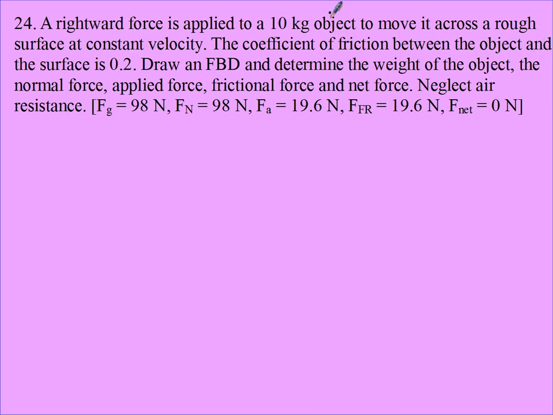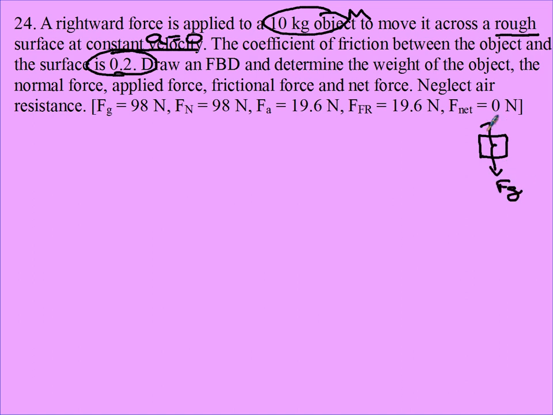Rightward force is applied to a 10 kilogram object, so this is going to be my mass, to move it across a rough surface, so I know there's friction. Constant velocity tells me A equals 0. The coefficient of friction is 0.2, so I have mu. Let's start by drawing a free body diagram. Fg goes down. Fn goes straight up. I've got a rightward force, so the force itself is applied right, and therefore friction goes left. It's very important you check that direction there. And it's moving at a constant velocity, so A is 0.